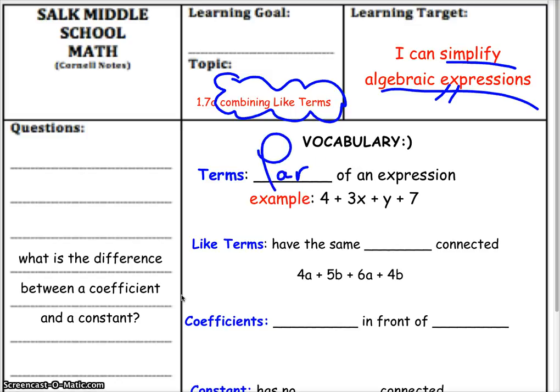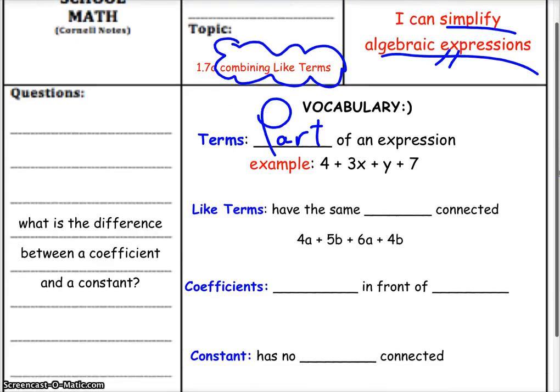It's part of an expression. An expression is made up of terms. Just like your body is made up of parts, an expression is made up of terms. The terms are the numbers involved. 3x is a term. Y is a term. 7 is a term. Pretty much it's everything except the operation symbol. Operation symbol is, are you adding, subtracting, multiplying, or dividing? Okay? So terms are the things you're adding or subtracting.